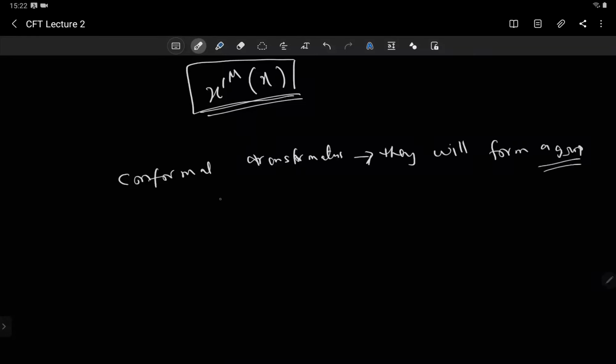They'll form a group. So this set will form a group. How will it form a group? Because first of all, suppose you do one transformation x to x prime, and then you do another. So firstly, the identity element exists. How does it form a group? A set of transformations form a group.